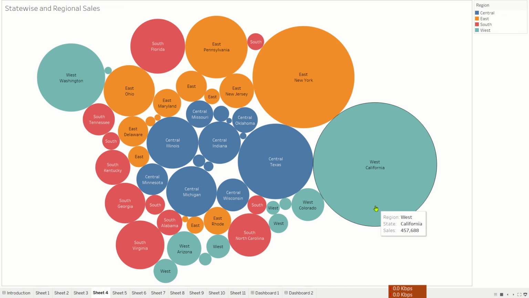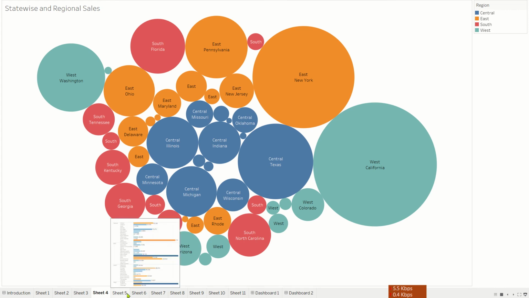Next, if we try to see the regional or state-wise sales, here we see that the larger the figure, the greater the sales, and the color indicates the east, west, north, south region. Therefore, the west region, California, shows the maximum sales. East region, New York, the next highest. East, Pennsylvania, the next highest. But there exist some small circles, which implies that the sales are not quite large. They are quite small in nature.